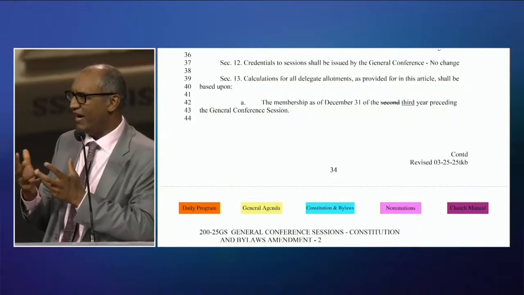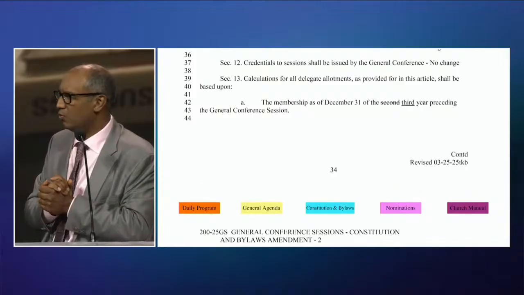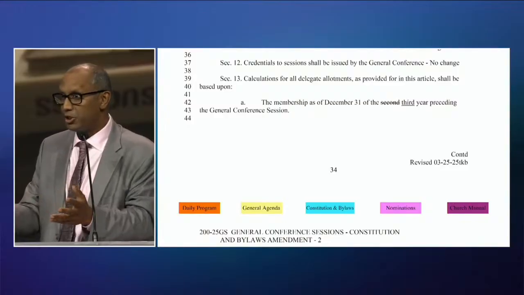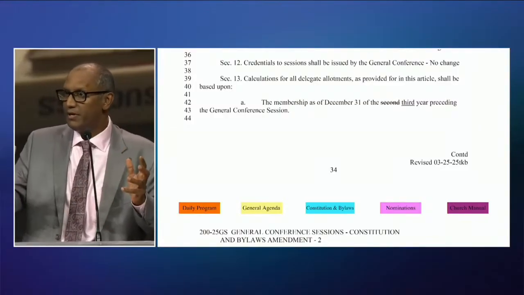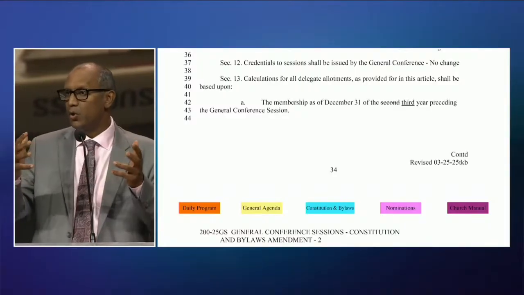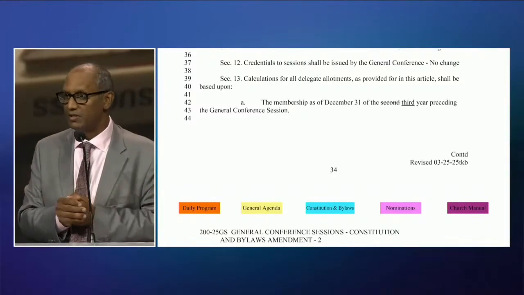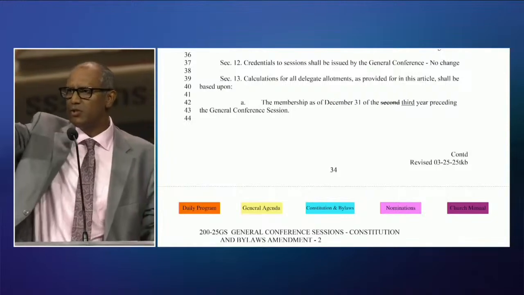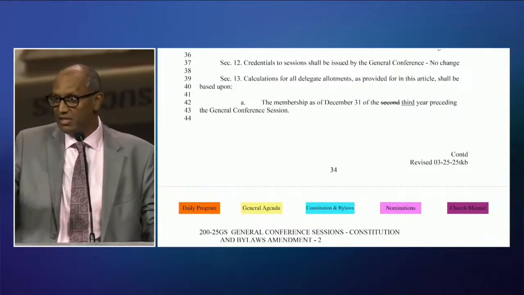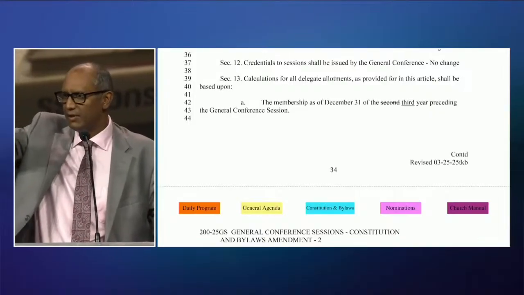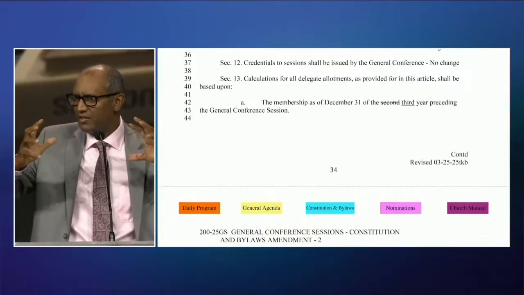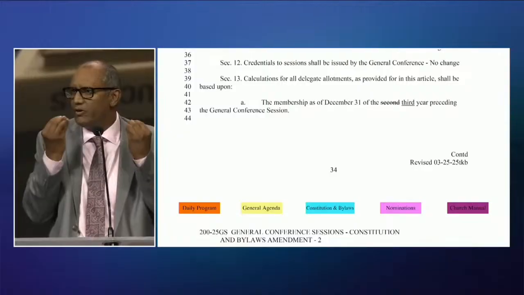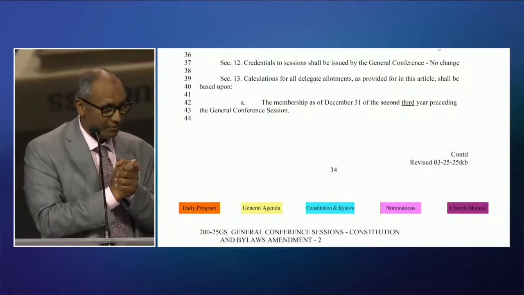There are a few factors that we consider when calculating the delegates to a GC session. Membership is one of them. The number of entities you have in your territory is another element that we consider. For example, if you have a conference, it is entitled to 2 delegates. If it is a mission, it is entitled to 1 delegate. So there are many factors that we consider to calculate the delegate count for a GC session. I hope you are with me.